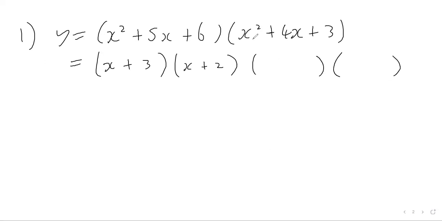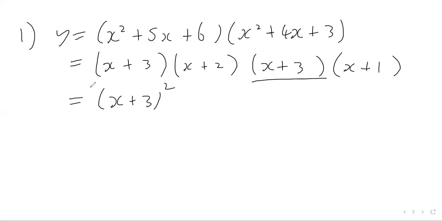And a similar story with this quadratic factor here. So factorizing the x squared plus 4x plus 3, we would get an x plus 3 in there and an x plus 1 in there. So we can actually write this quartic like this instead. So x plus 3 squared, due to the fact we have 2 x plus 3 factors, multiplied by x plus 2 and times by x plus 1. So that's what we have.